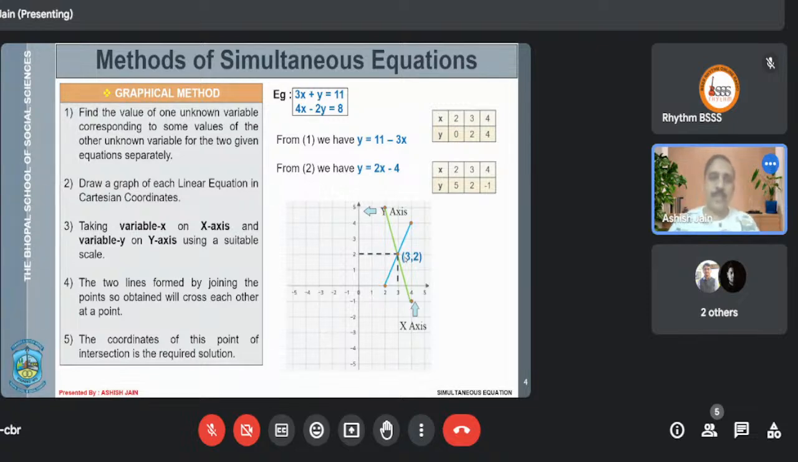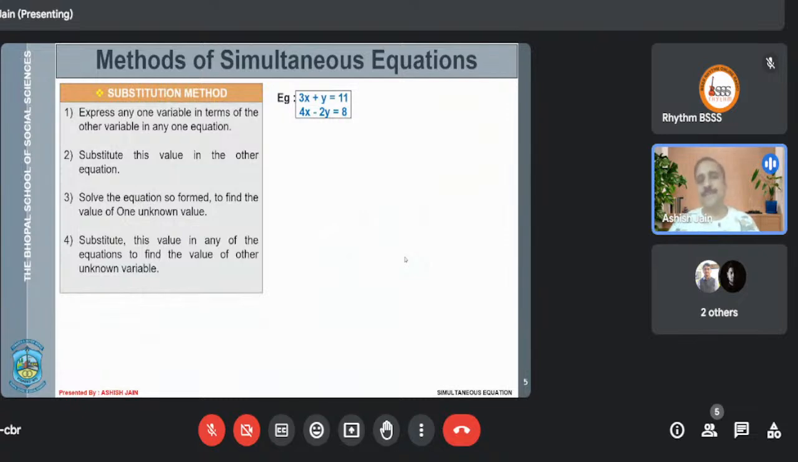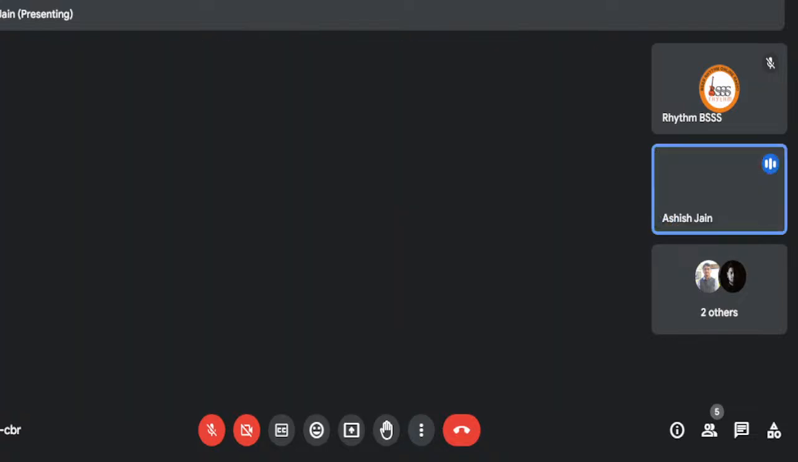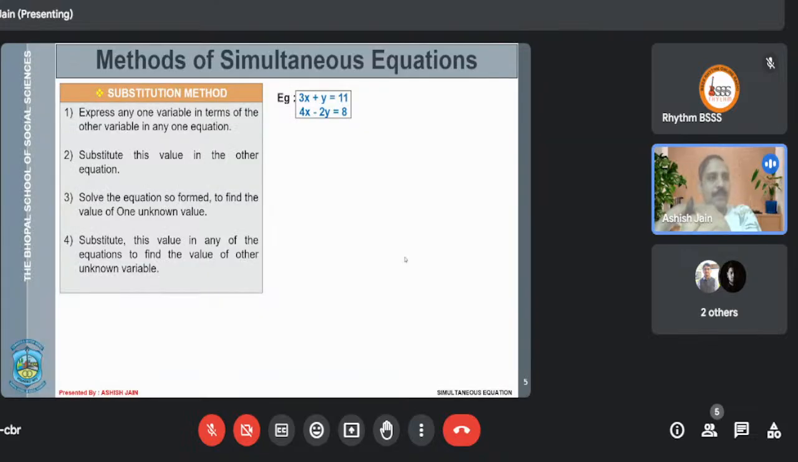Okay. We see the same problem, how we solve it using substitution method. Now, as the name suggests, this method is called substitution method, in which what we do, we first find the value of any one unknown variable from any of the two equations, and then put the value of that variable into another equation. Okay, let us now mark this equation as equation number 1 and equation number 2. Okay, now what will we do? We'll first find the value from equation 1. The value of y is equal to 11 minus 3x. Let us now mark it as equation number 3.